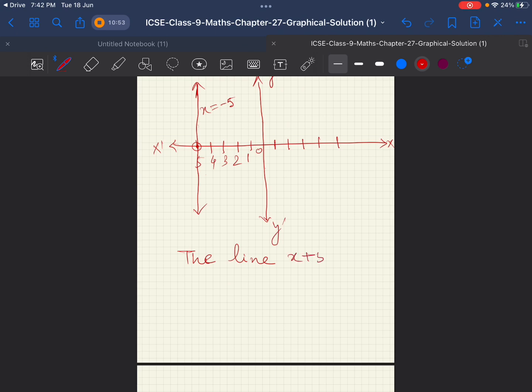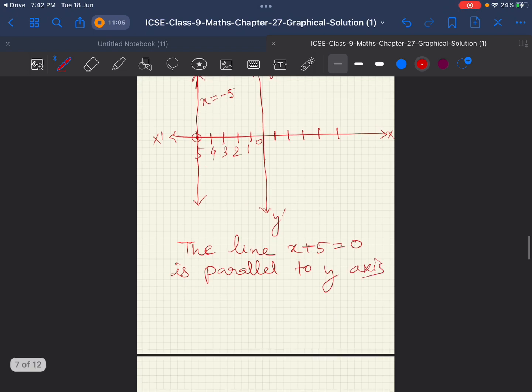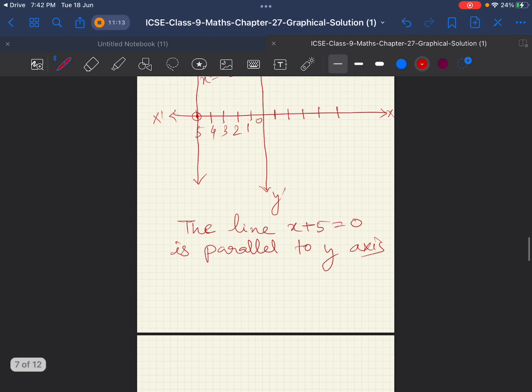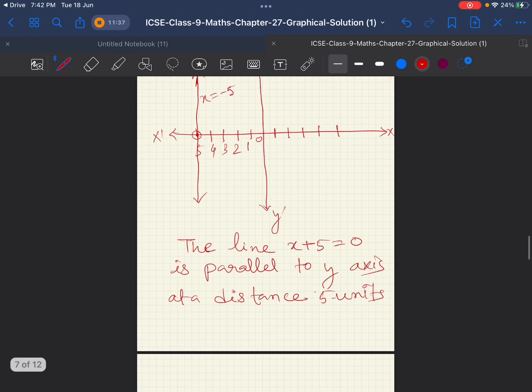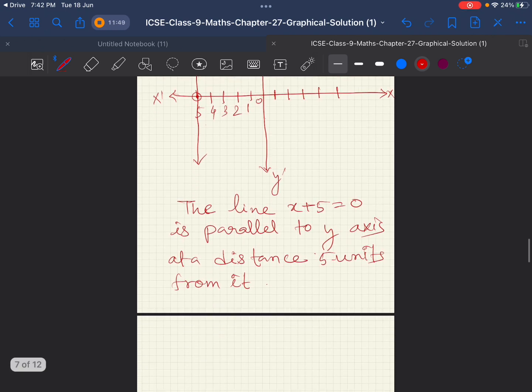The line x plus 5 equals to 0 is parallel to y axis at a distance of 5 units from the vertical line Y. So the line x plus 5 equals to 0 is parallel to y axis at a distance of 5 units from this line.